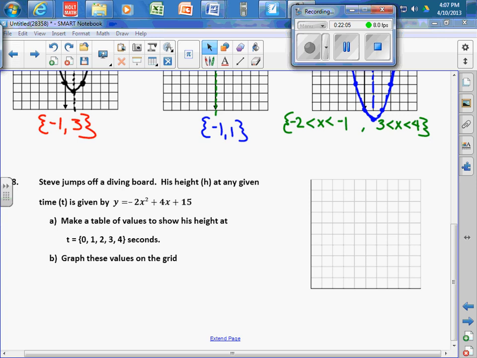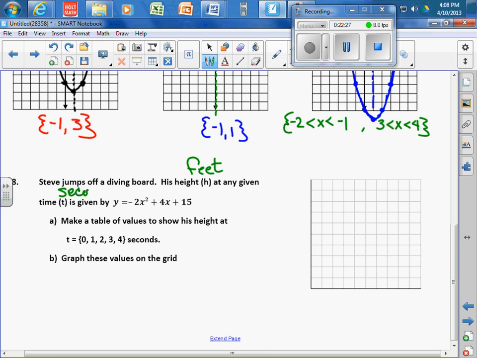Just because it's a story problem, don't freak out and think you can't do it. Let's read the problem and see what it says. Steve jumps off of a diving board. His height, h, will be in feet. His height at any given time, which will be in seconds, is given by the equation, or the function, y is equal to -2x squared plus 4x plus 15.